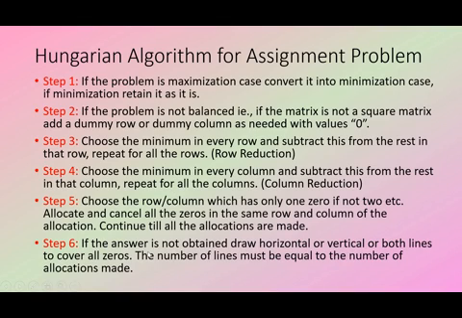Then step 6 is if at all we have not yet arrived at the final solution expected, then we are supposed to draw horizontal lines and vertical lines so that all the zeros are covered. The number of lines normally will be equal to the number of allocations made.